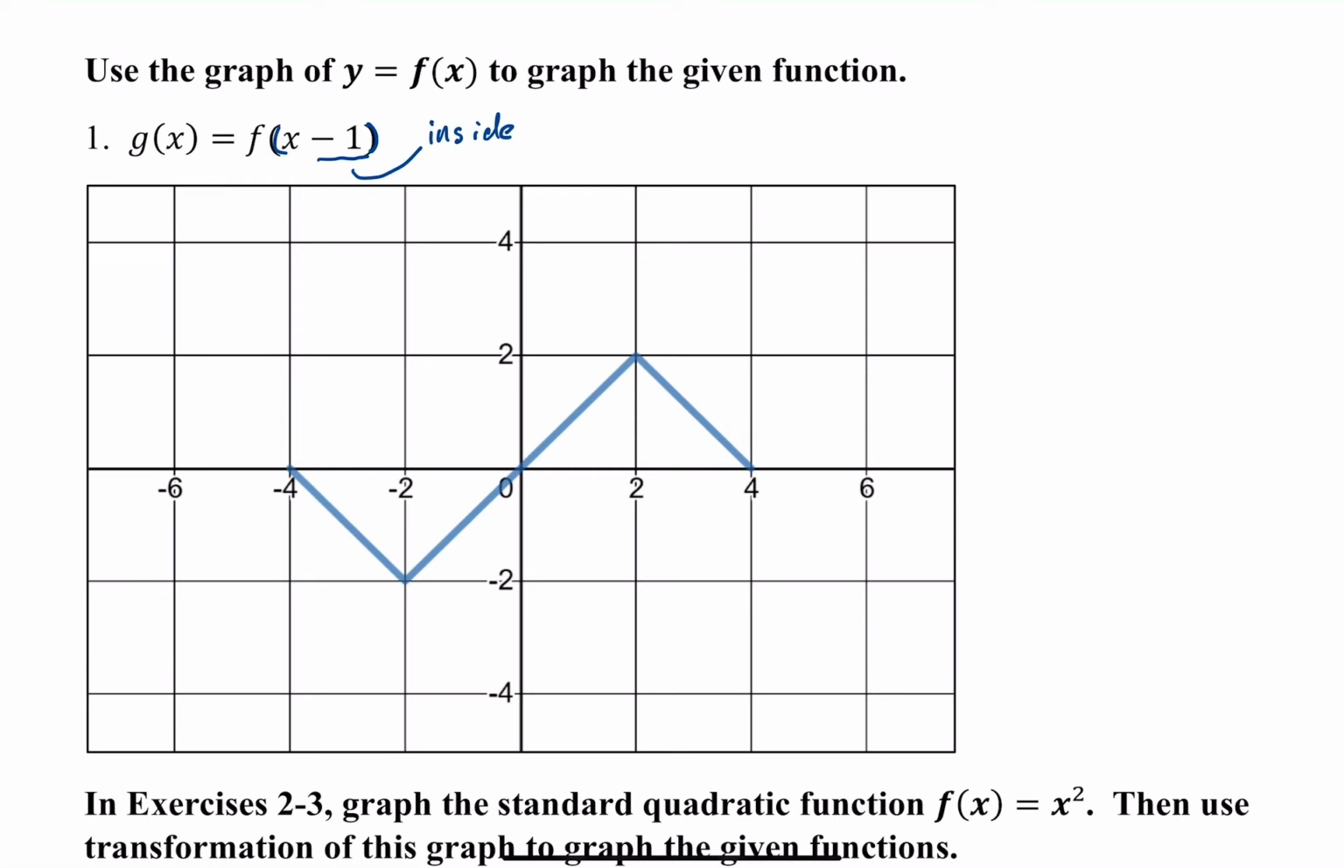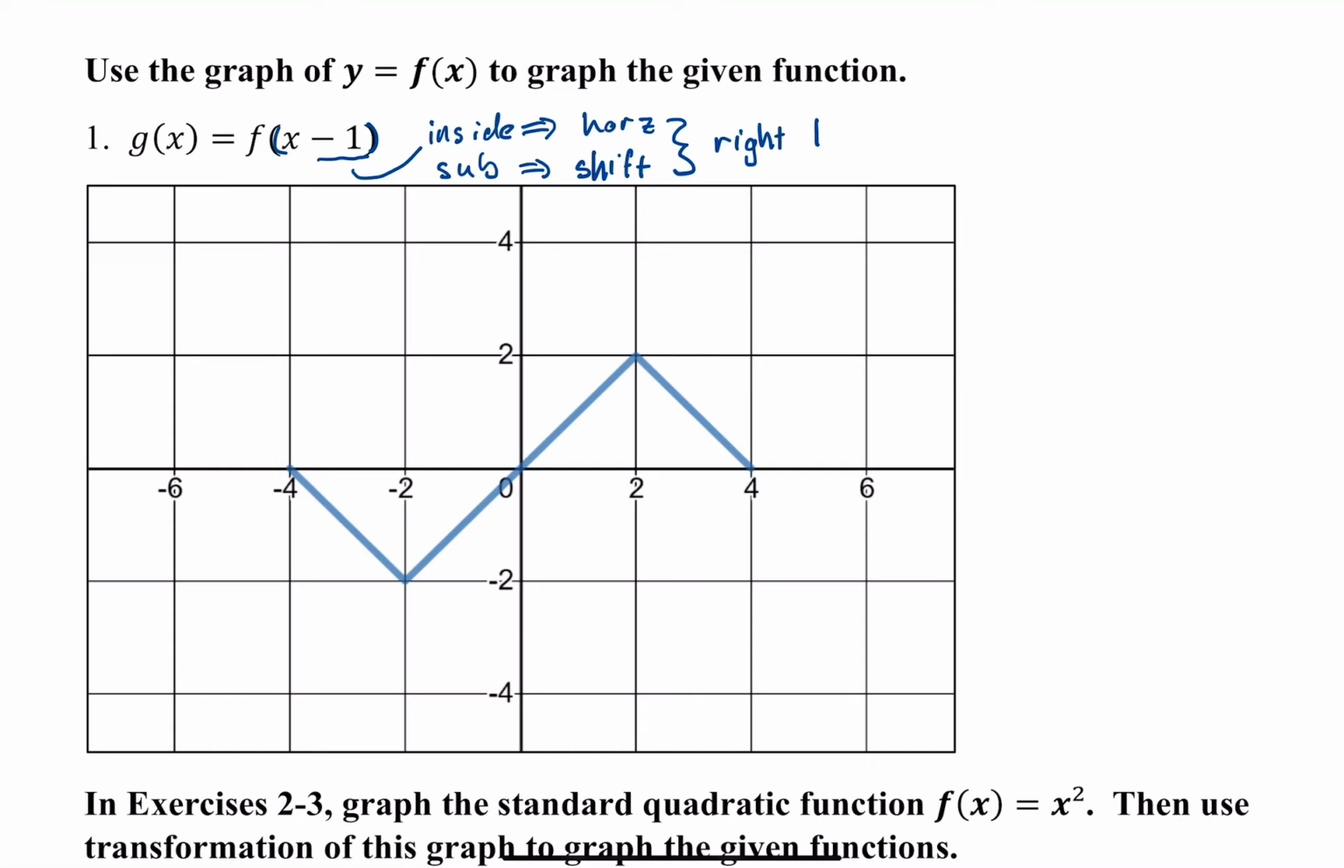Because it's inside, that means it's going to be some sort of horizontal transformation. And then the fact that it is subtraction means it's going to either be a movement to the left or right. It's going to be a shift. So when we put these two ideas together, remembering that anything with the x moves it in the opposite direction, we're going to be moving this to the right one, or to the positive direction.